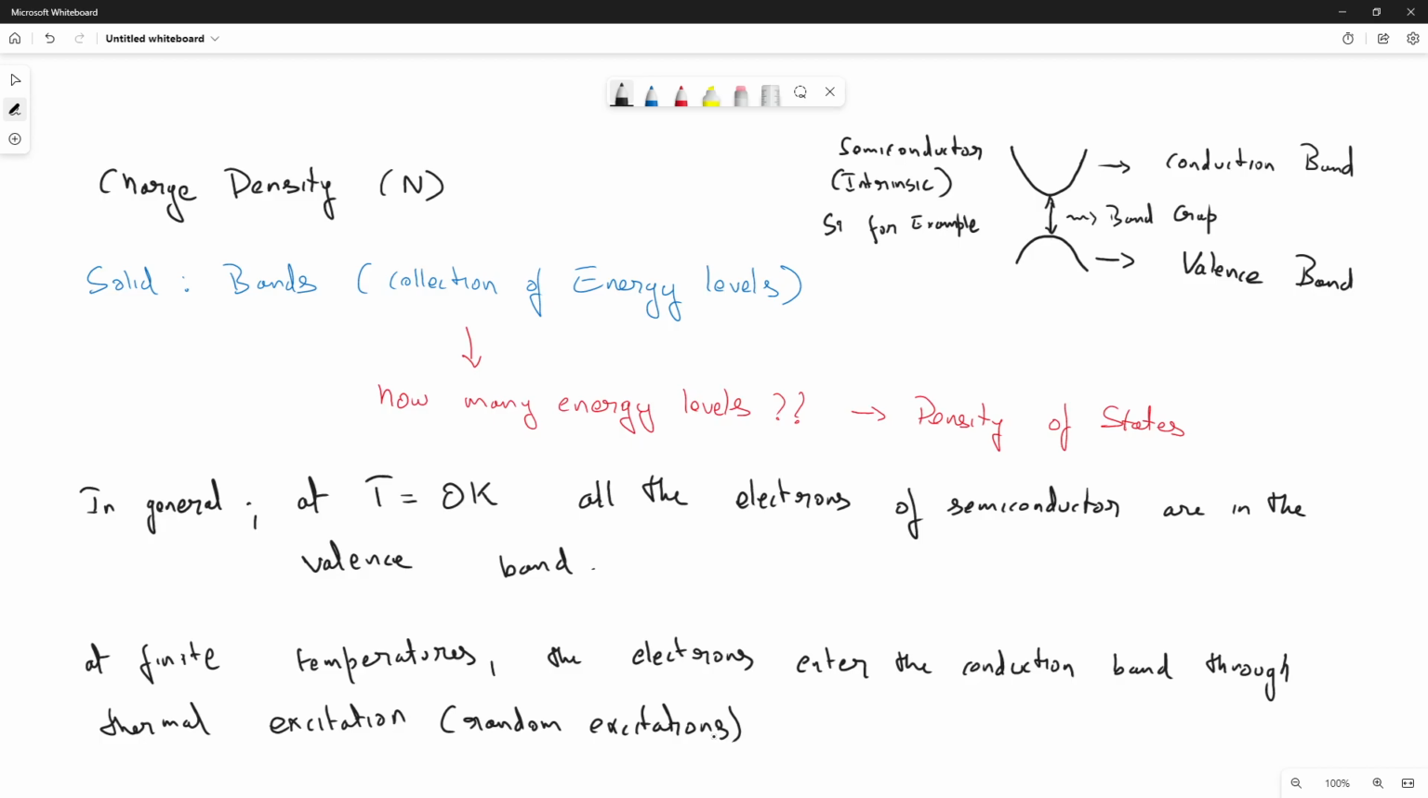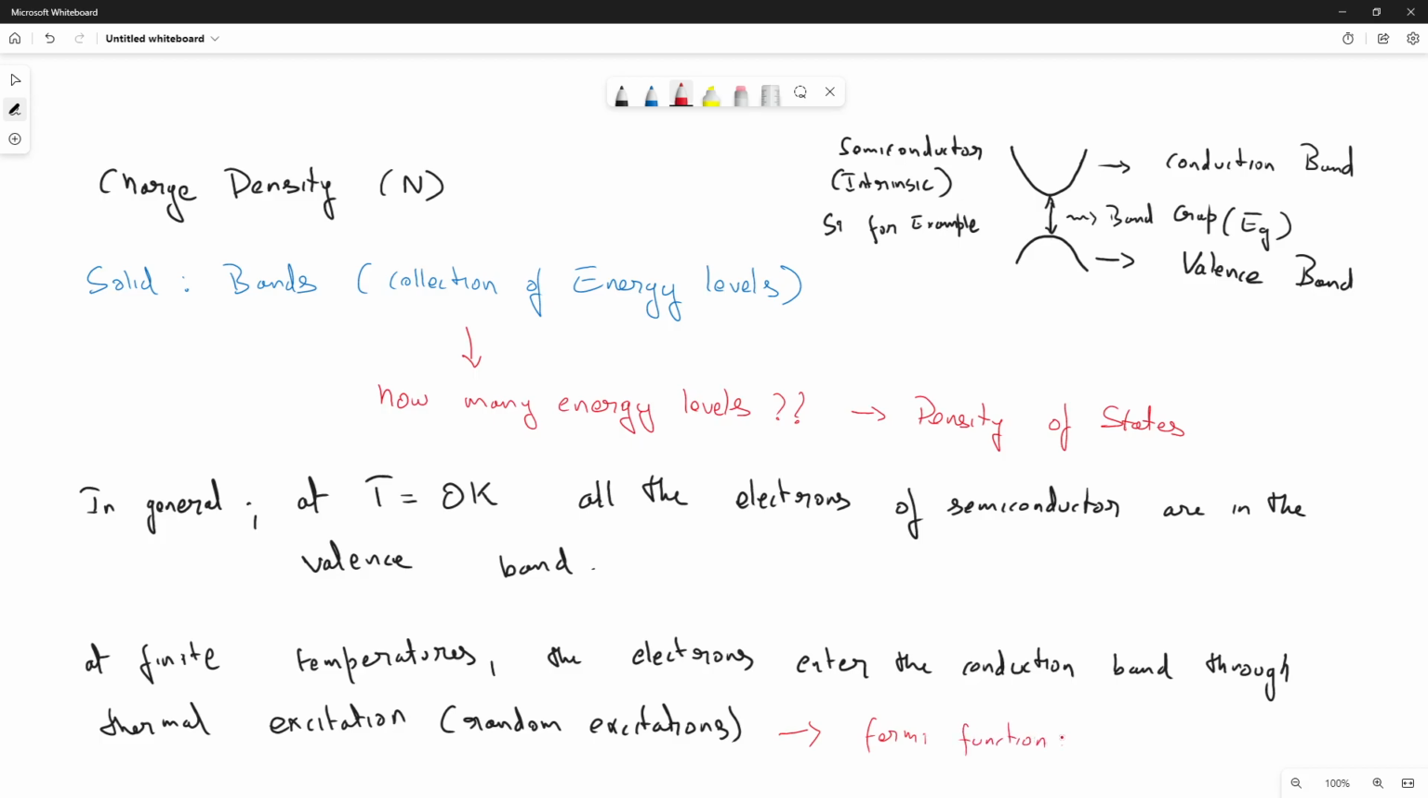Since these are random excitations, what is the next quantity I need to know? I need to know the probability an electron will have. Let me say this energy is Eg. So what will I have to find out? I will need to find out the probability that an electron over here got an energy greater than Eg. Correct? So what tells me that probability? The Fermi function. Yes, so I need the Fermi function for that.